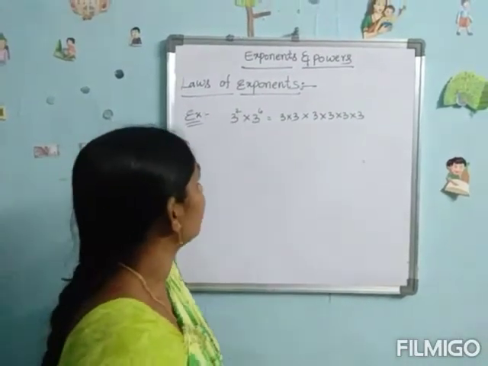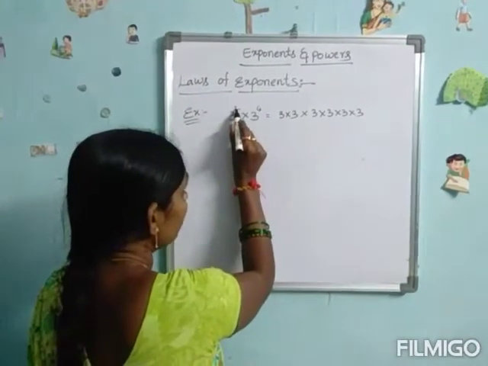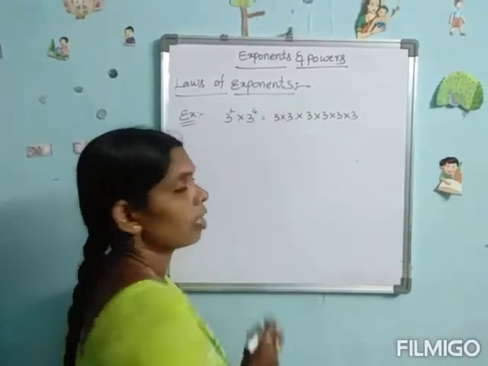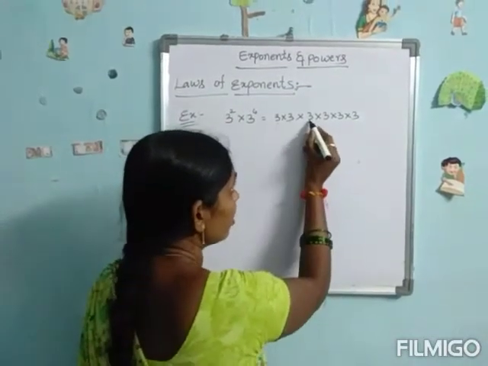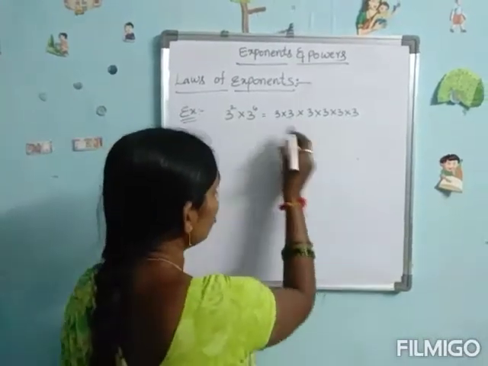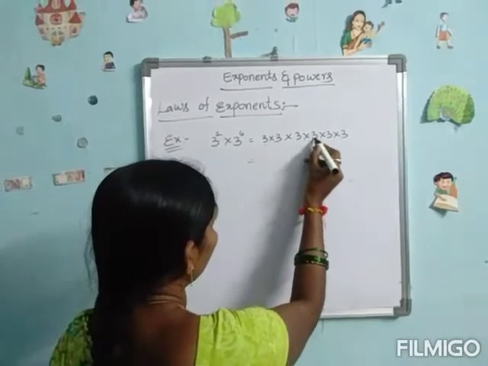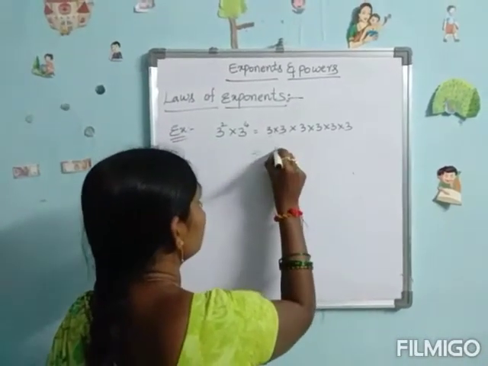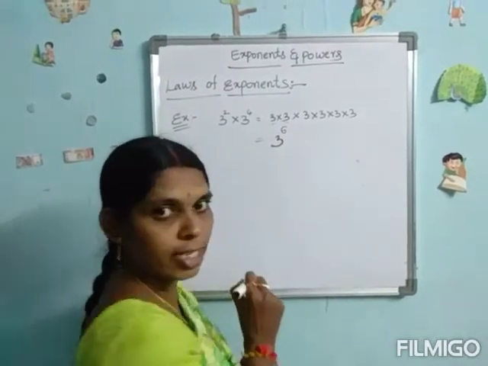Listen carefully. First, 3 square means 3 multiplied how many times? 2 times. So 3 into 3. Now 3 to the power of 4 means how many times do we multiply here? 4 times: 1, 2, 3, 4. Now how many times is 3 there in total? 3 into 3 into 3 into 3 into 3 into 3. How many times is there? 1, 2, 3, 4, 5, 6. So 3 to the power of 6.